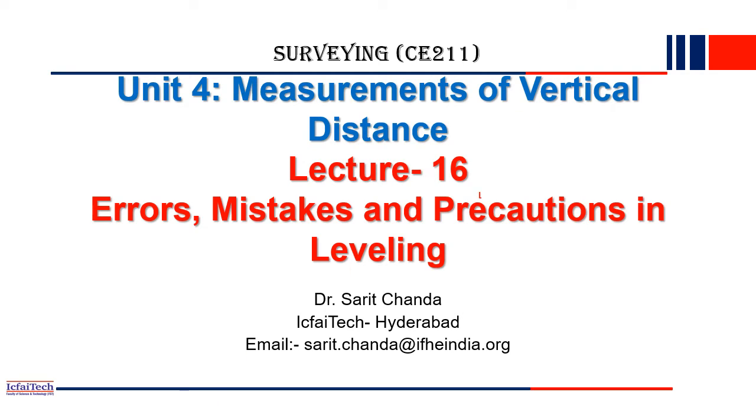So for example, this is maybe the ground terrain. Using this dumpy level instrument, we can find out what the terrain is here, what the height is here, what the height is here. So the height of each point can be determined. In the previous lectures we have seen in detail the different techniques and types, and how to measure all these things. This is the last lecture, where we'll be discussing the errors, mistakes, and the precautions.